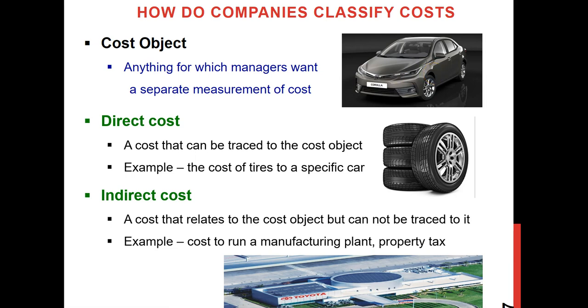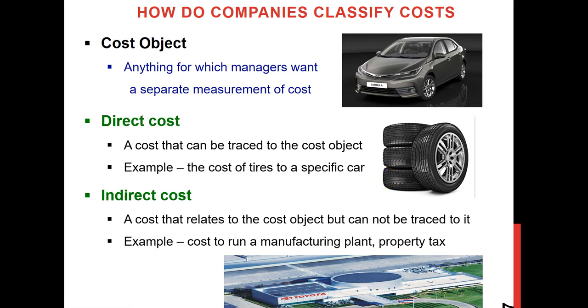Now you can also classify the costs into two types. One is the direct cost. Direct costs are very easily traceable. For example, they can easily identify what will be the cost of these four tires for this Toyota Corolla model. So if you can easily trace out or identify those costs, then you can call those direct cost.